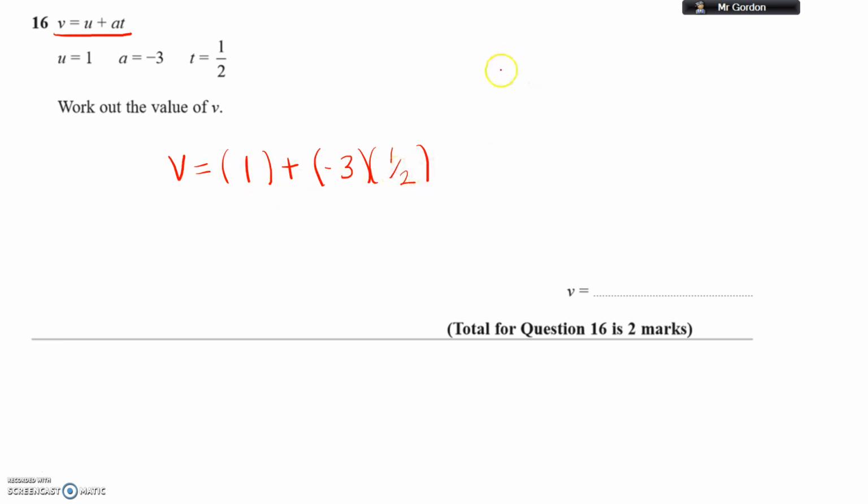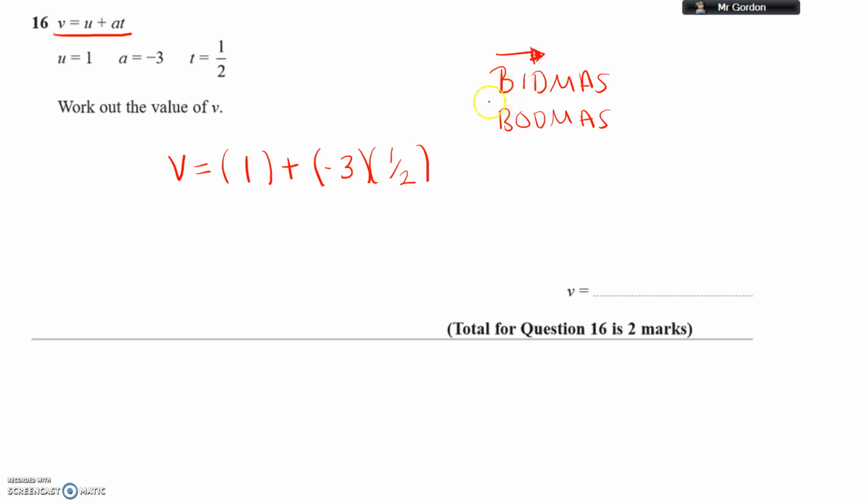Well, unfortunately, we can't do it that way, because we should know that BIDMAS or BODMAS, whichever one you have been taught, we'll write them both up here. This is telling you the order you have to do things in. The order we're doing things in.